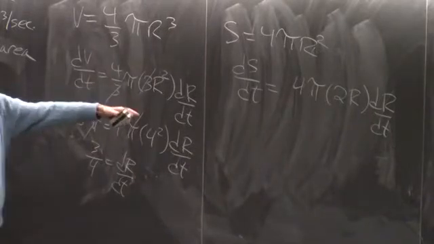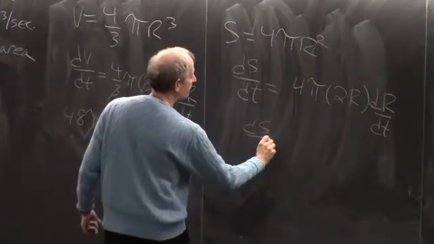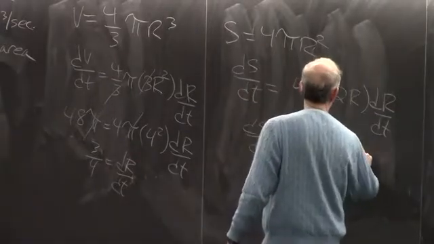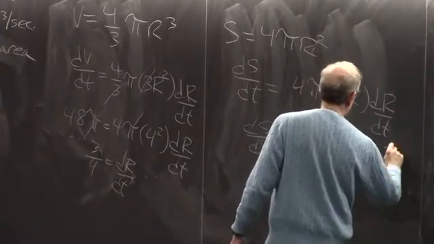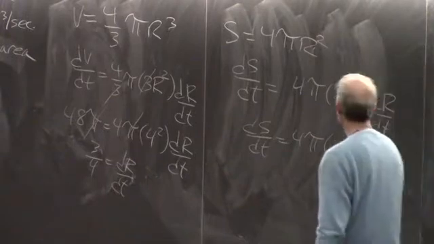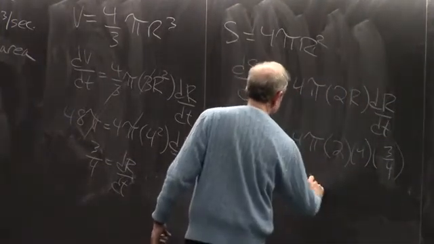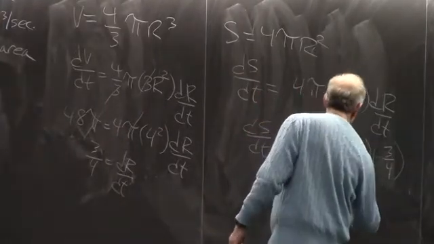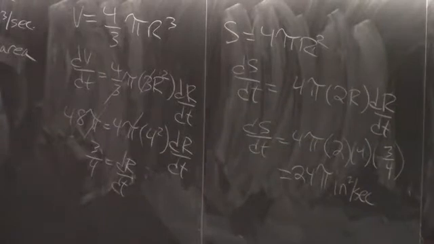Okay, now we go over to dS/dt. This is what we're looking for, remember? So dS/dt is 4 pi times 2 times 4 times 3/4. So you do a little canceling and you get 24 pi. And what would the units be? They'd be square inches per second. Why square inches? Because we're doing area. I don't know if we will expect you to supply the units on the exam. We might.